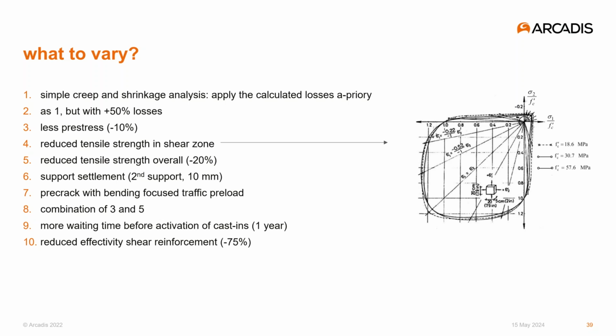In our reference analysis, we assumed a smooth and steady execution in which the changes in the static system rapidly followed each other. But when creep and shrinkage of the girders could occur for the biggest part before application of the cast-in, would that influence the outcomes? And the final variation had to do with the poor detailing and the poor anchorage of the stirrups. We reduced the cross-section of them with 75%.